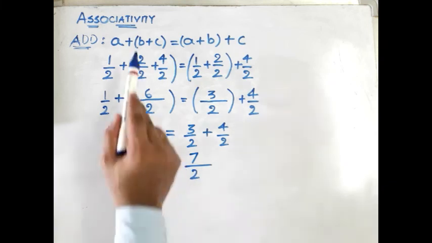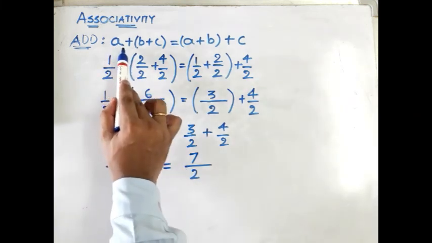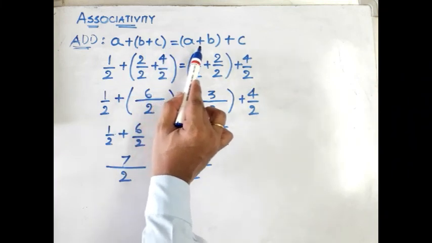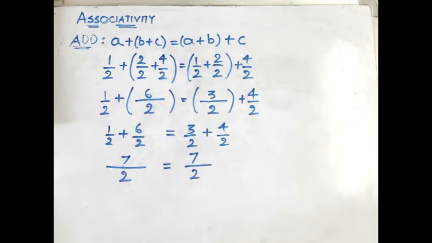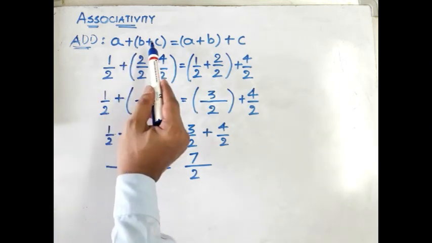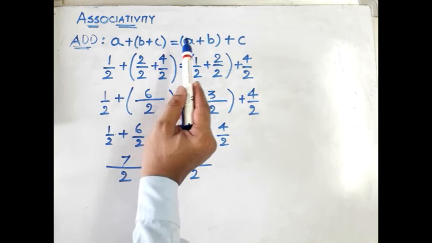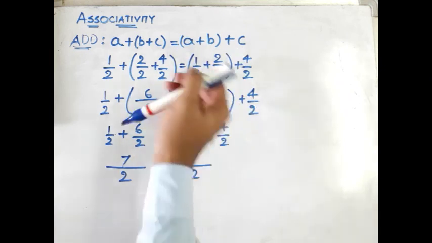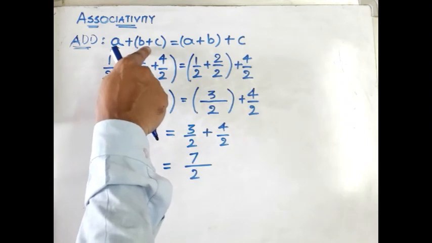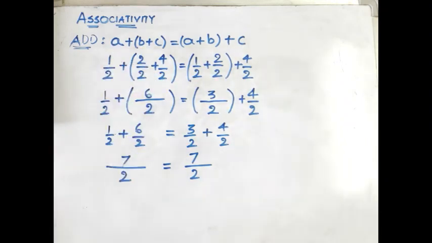So through this, a plus (b plus c) will always be equal to (a plus b) plus c. If you observe how I am pronouncing, a plus (b plus c) is equal to (a plus b) plus c. So we have to take a small pause when we are saying the things about the bracket. Hope you are clear. So this is associativity under addition.